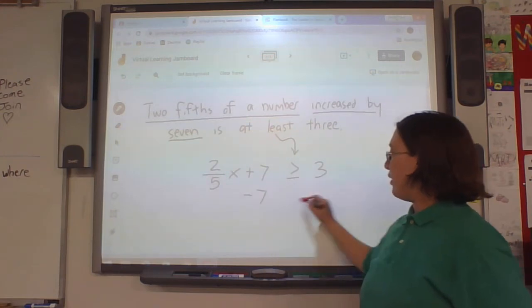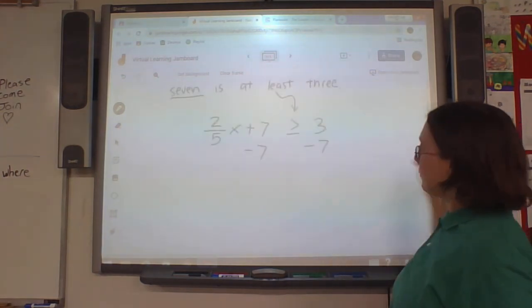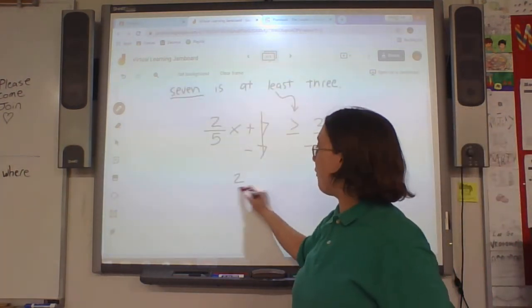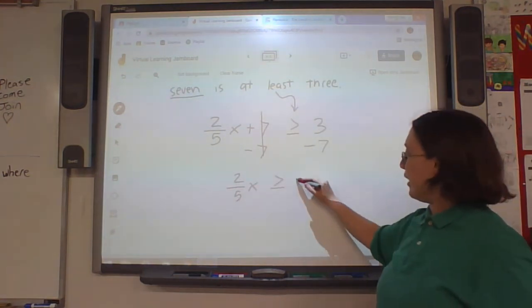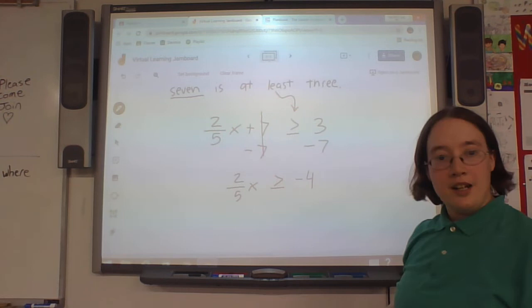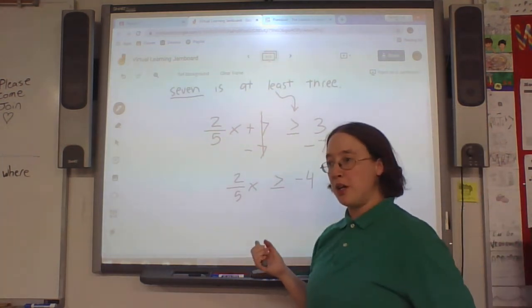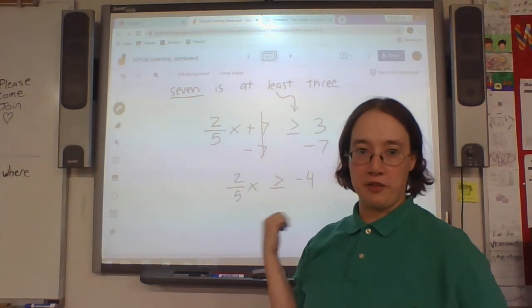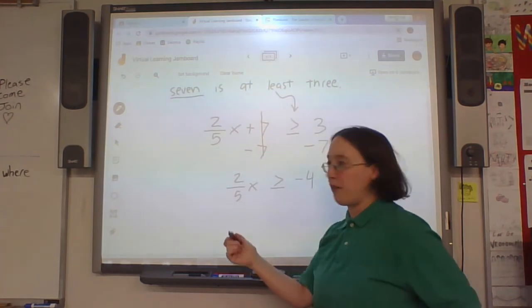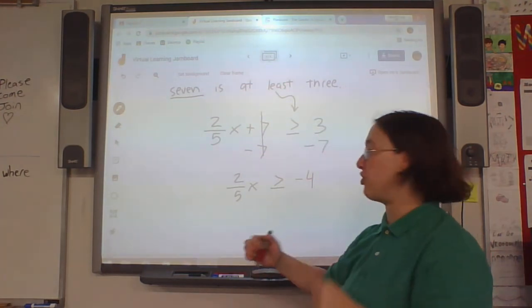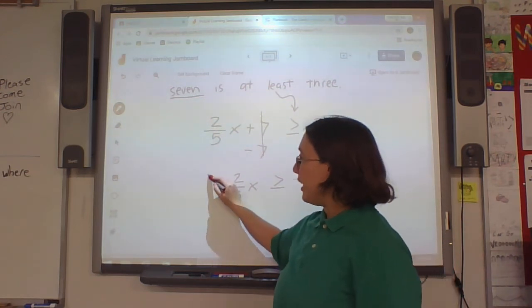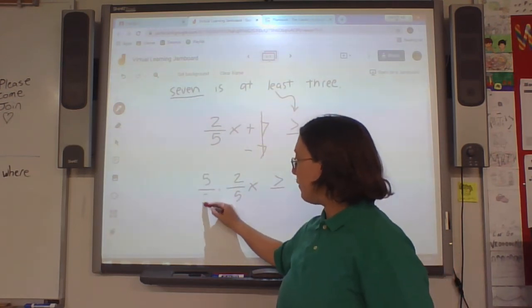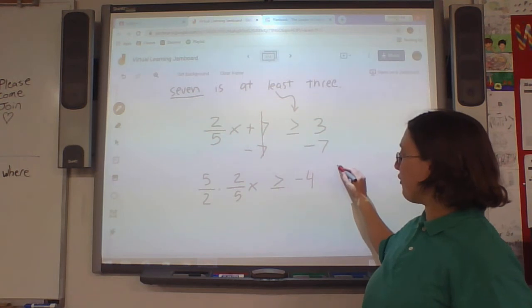So we're going to subtract 7, get rid of adding 7. These are gone. We got 2/5 x. 3 minus 7 is a negative 4. And if you've got a fraction, you could either turn that into a decimal, and that one's going to be a pretty nice decimal, or the other thing you could do is multiply by your reciprocal. So if you turn it into a decimal and divide it by 0.4, that's fine. If you turn that into 5/2 and multiply by that, that's also fine.